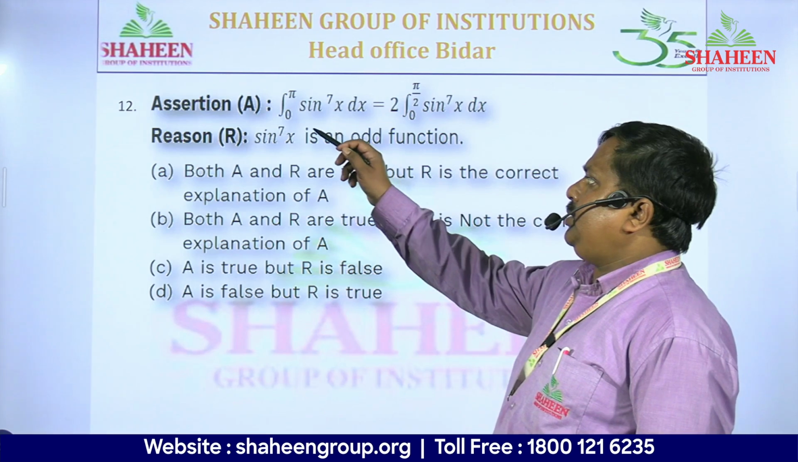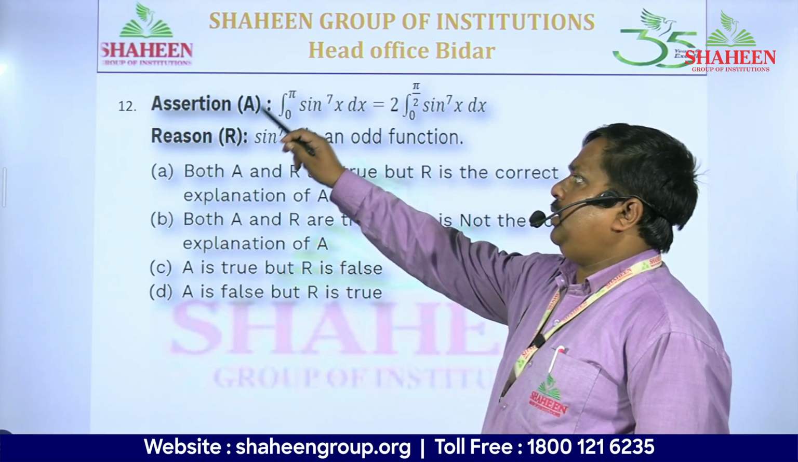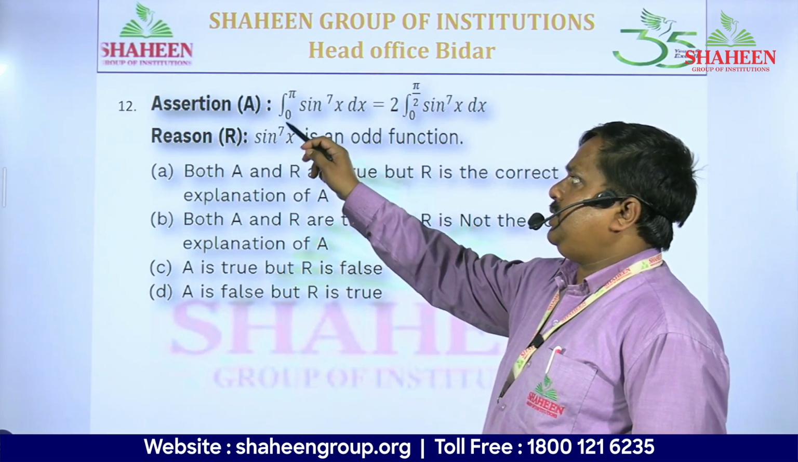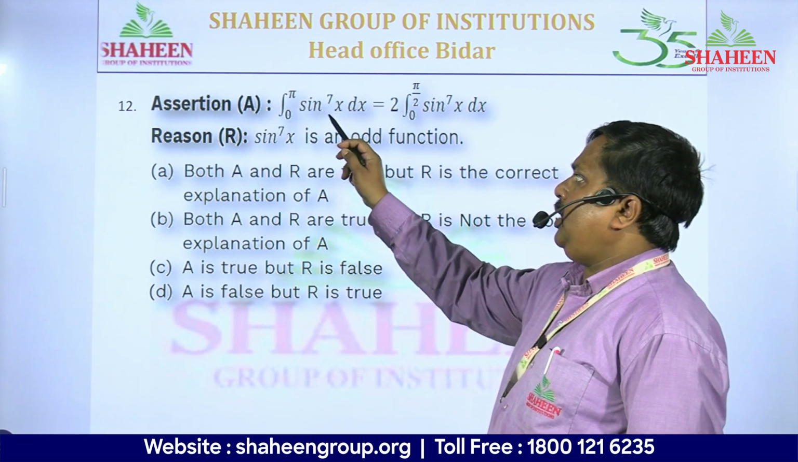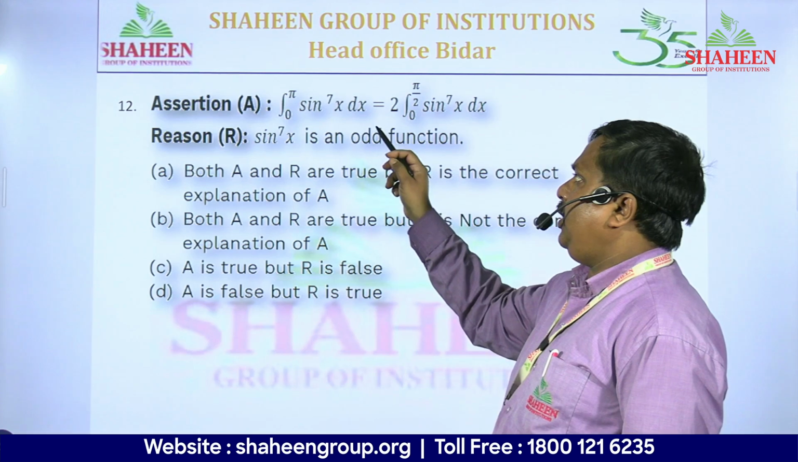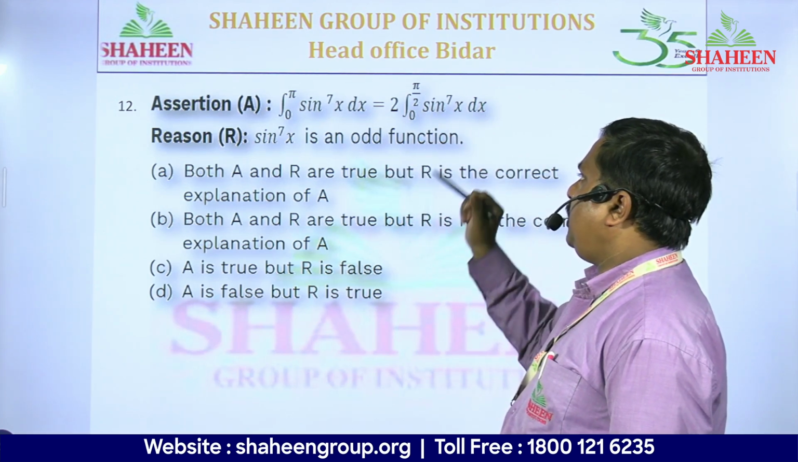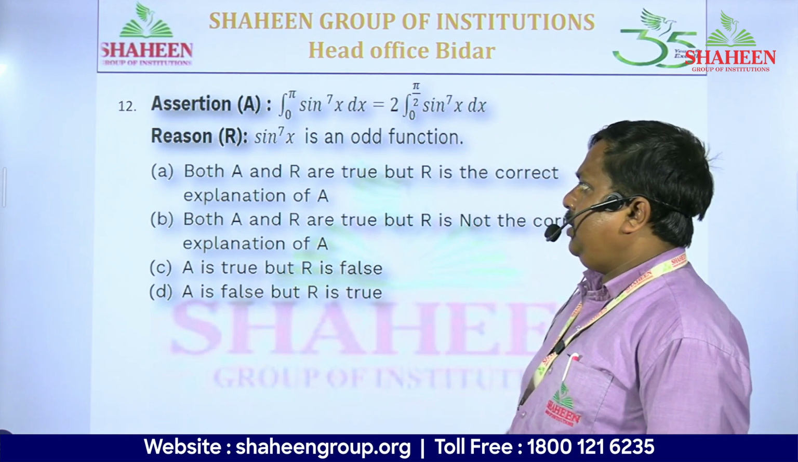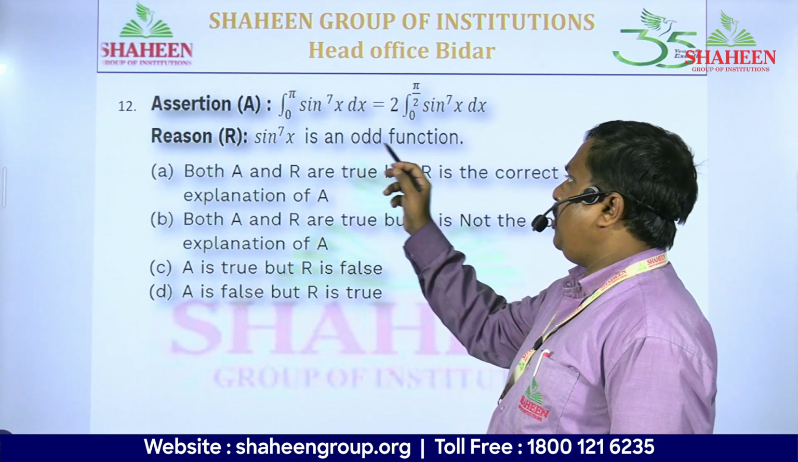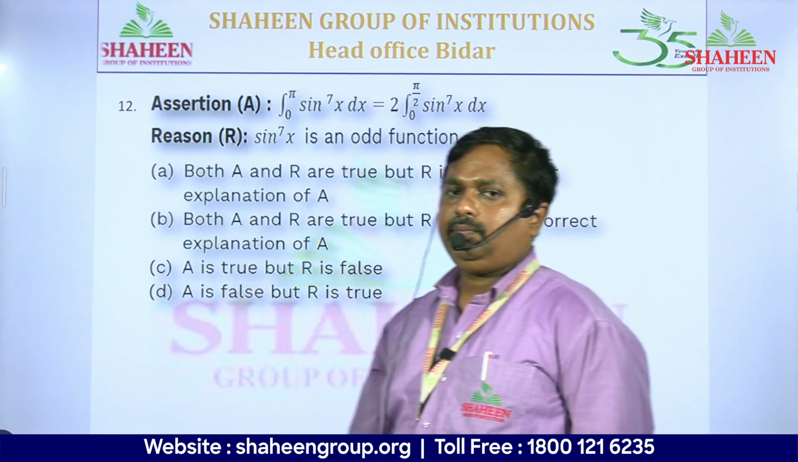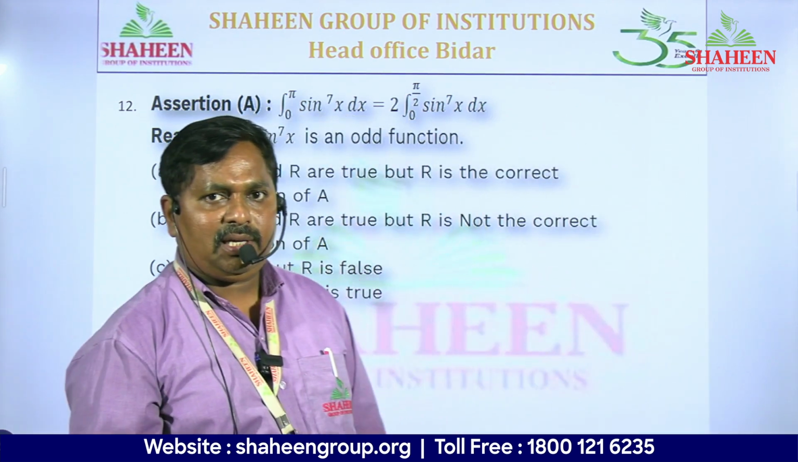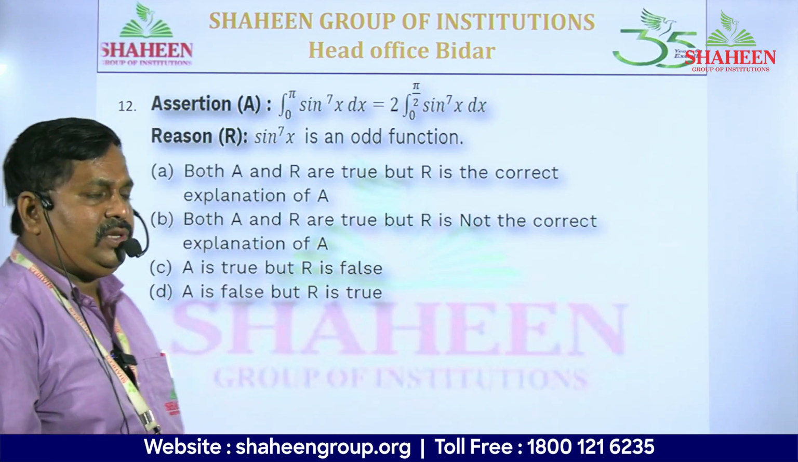The question is integration from 0 to pi. Assertion statement A is integral 0 to pi sin power 7x dx is 2 times integral 0 to pi by 2 sin power 7x dx. And the reason is sin power 7x is an odd function. Let us check which option is correct here.